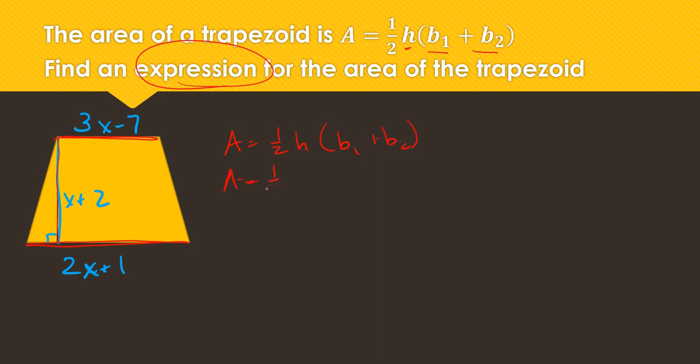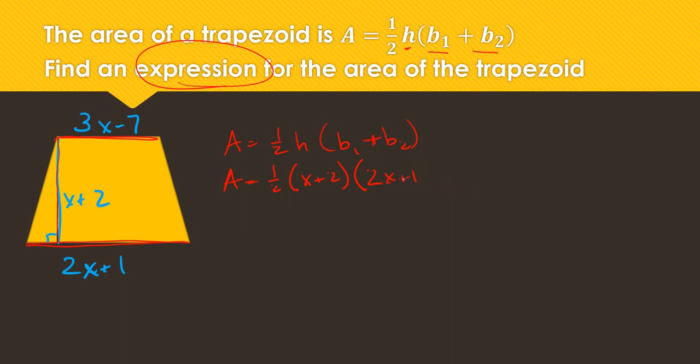So area equals 1/2. My height is x plus 2. B sub 1 is 2x plus 1. B sub 2, that's plus, not times.